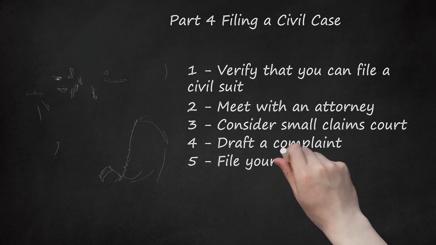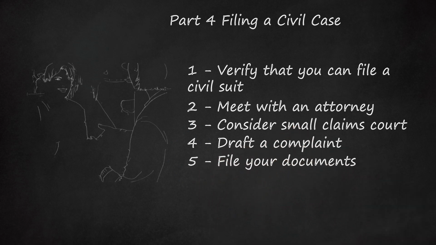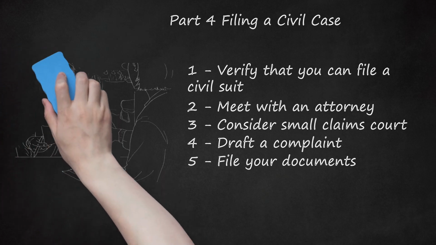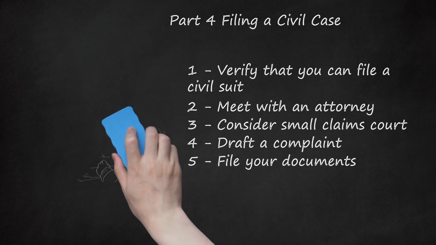5. File your documents. Make several copies of your forms and take the copies and original to the court clerk. The clerk will assist you in filing your case and stamping your copies as filed. You will also be required to pay a filing fee, which varies from state to state. If you cannot afford the filing fee, ask the clerk for information about how to file a request for a fee waiver.